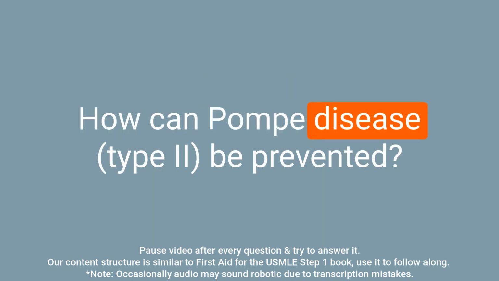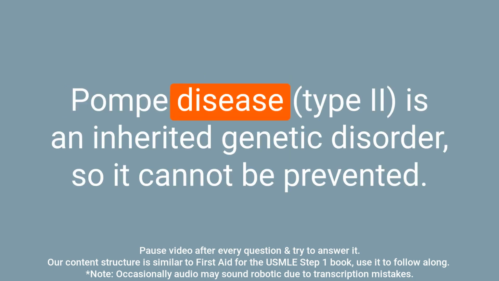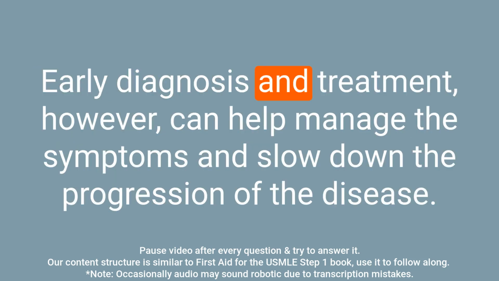Question: How can Pompe disease be prevented? Answer: Pompe disease is an inherited genetic disorder, so it cannot be prevented. Early diagnosis and treatment, however, can help manage the symptoms and slow down the progression of the disease.